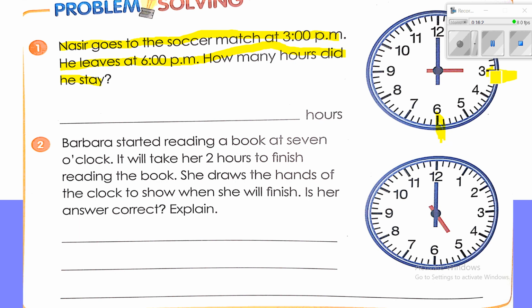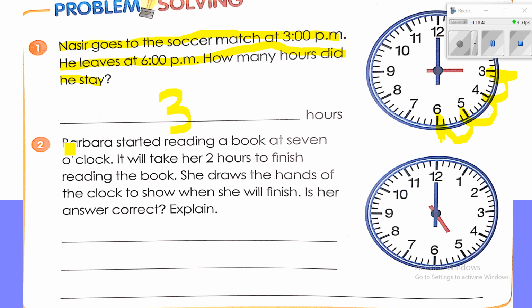Let's jump with the frog. 1, 2, 3. Excellent. So we have 3 hours. We have 3 hours. Perfect. Or I can say that 6 minus 3 is 3. You can use the picture or you can use your mind.